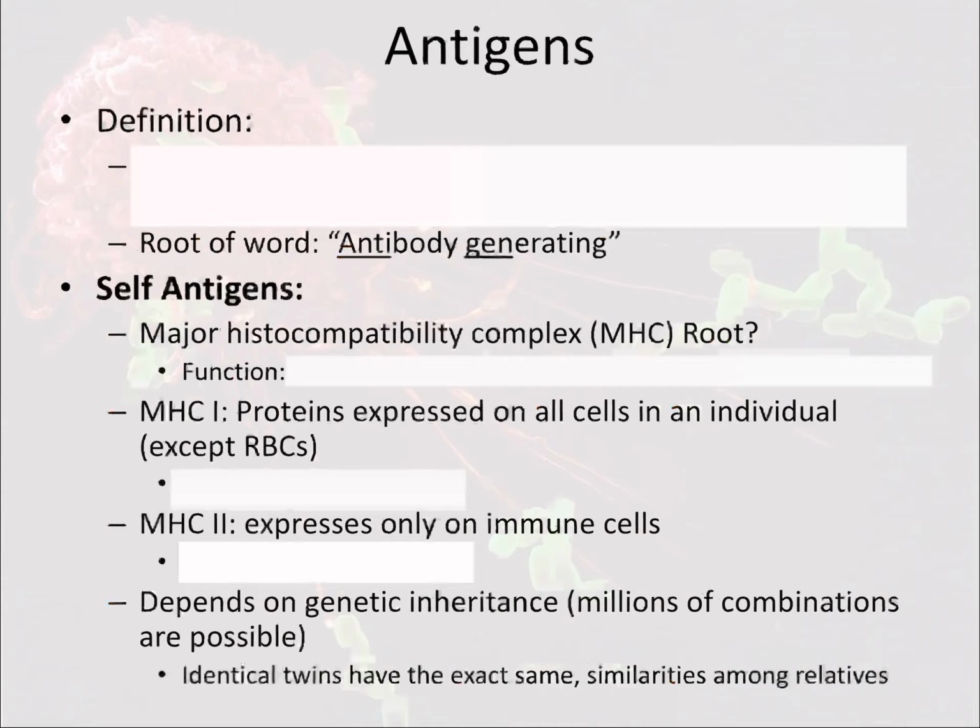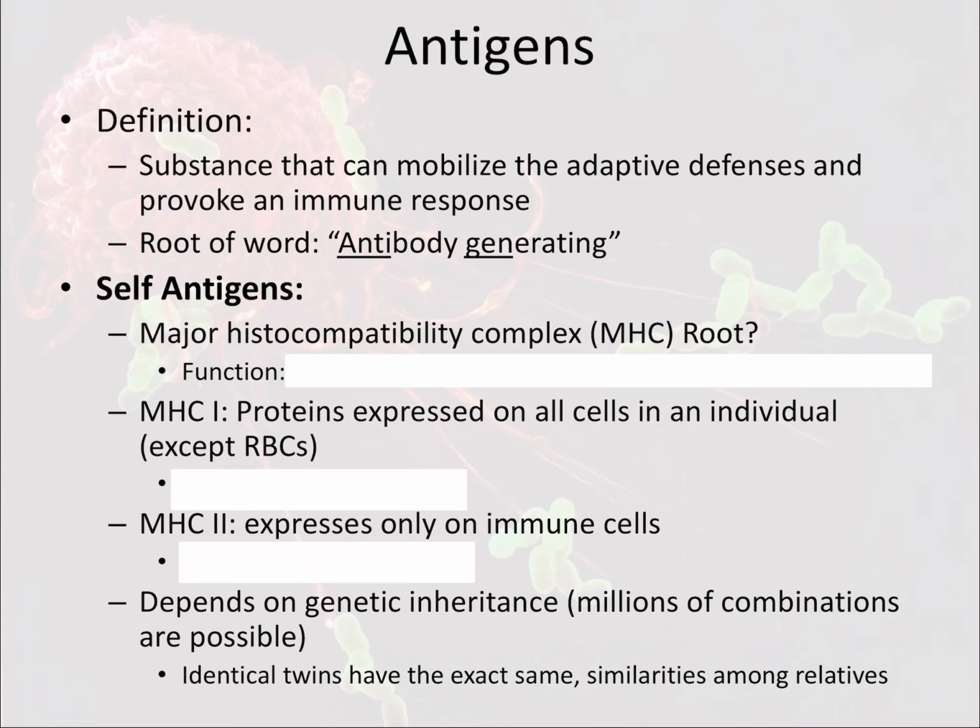Okay, so let's dive into this idea of what an antigen is. An antigen, the definition, is a substance that can mobilize the adaptive defenses and provoke an immune response. The root of the word is antibody generating substance. So antigen, something that causes your immune system to generate antibodies. And there are different types of antigens.